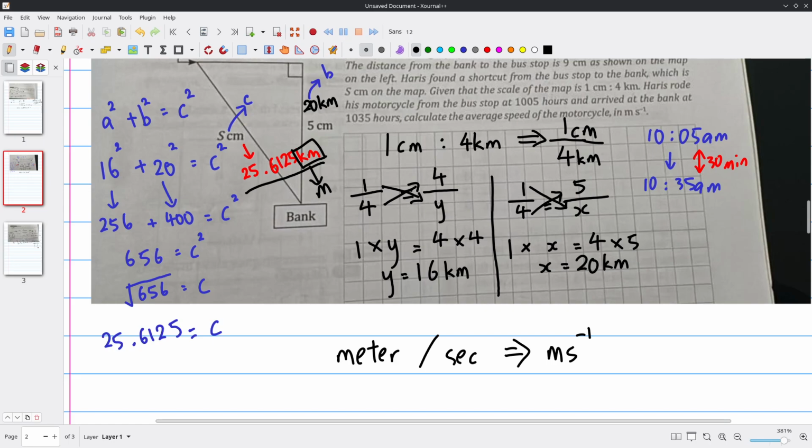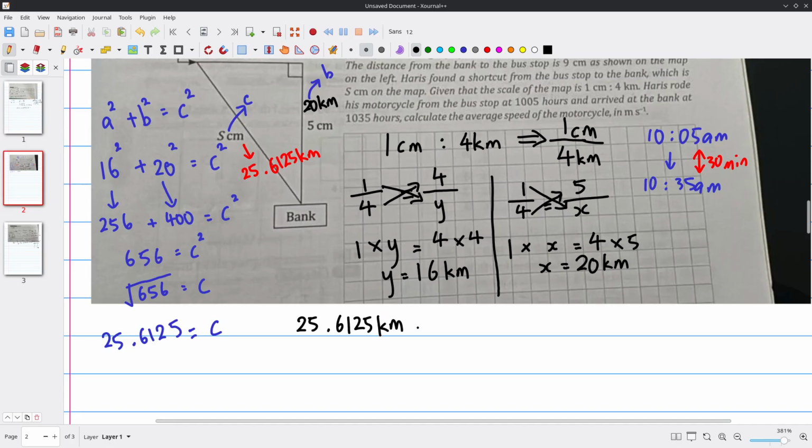Jadi sampai di sini, nanti kamu tengok kamu punya nota tuh macam mana mau cari. Tapi untuk yang ini, cikgu terus bagi tahu saja. For 25.6125 km, if we want to convert it into meter, we have to multiply this with 1000 lah. So jawapan di sini cikgu akan dapat 2561.5 meter lah.